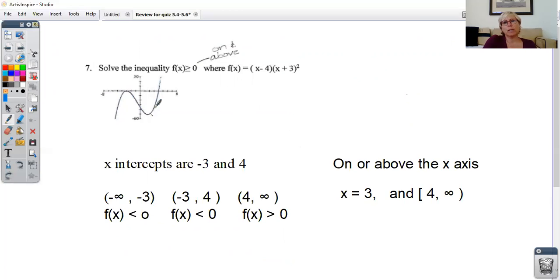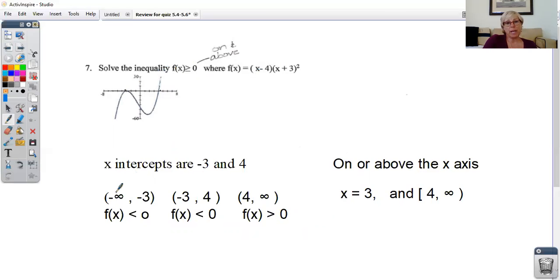Okay, interval work. Kind of important. You need to know how to handle interval work. So where is this function greater than or equal to 0? In other words, where is this function on the x-axis because of the equal sign, or above the x-axis because of the greater than symbol? Get your x-intercepts. +4 and -3 are your x-intercepts. The multiplicity of 4 is odd, so it's crossing. The multiplicity of the -3 is even, so it's touching.